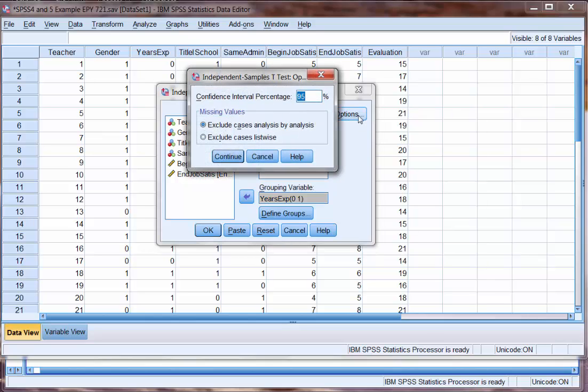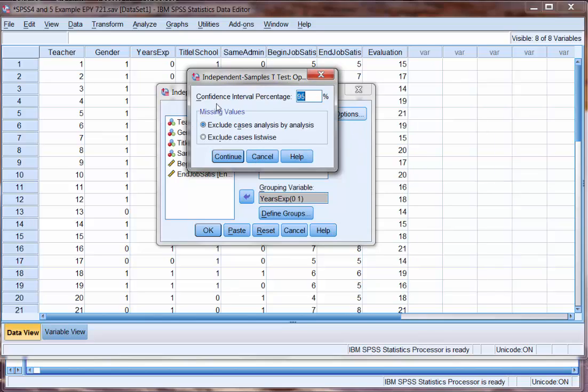Now, I'm going to click on options because I'm going to set my alpha at 5%. SPSS has a default confidence interval percentage of 95%, which is my alpha at 0.05, which is great. So I'm going to go ahead and leave the default. If I wanted to change it to 10%, then of course I would drop it to 90% in this box.